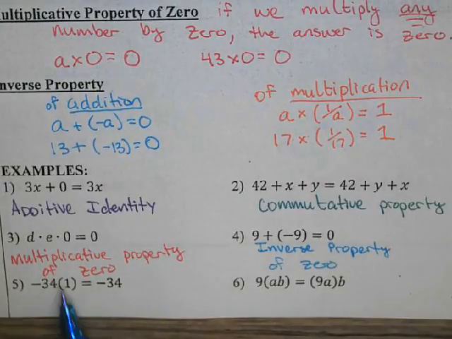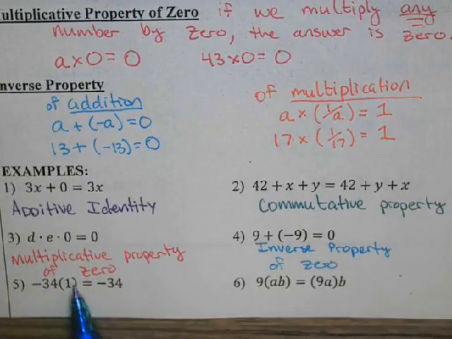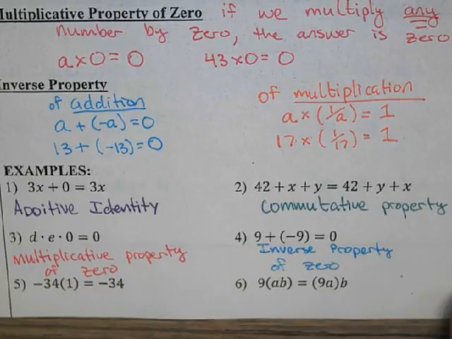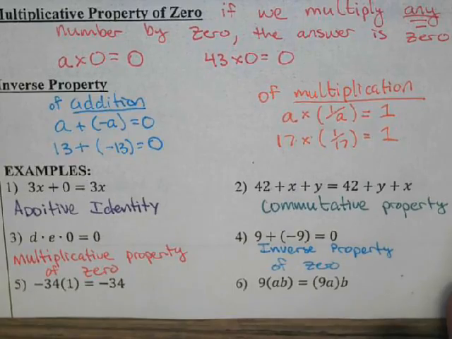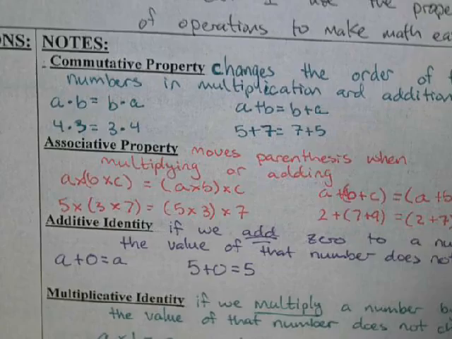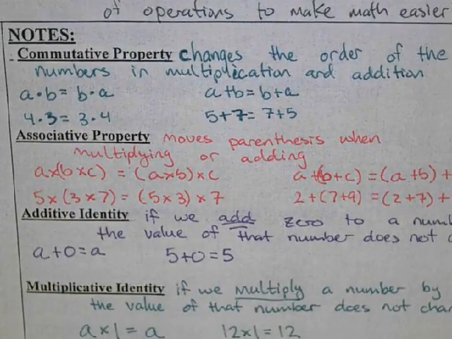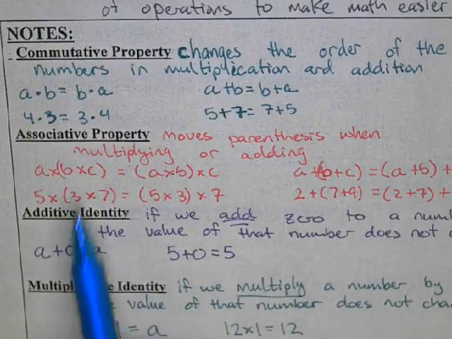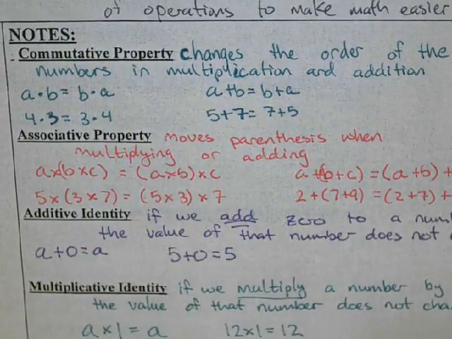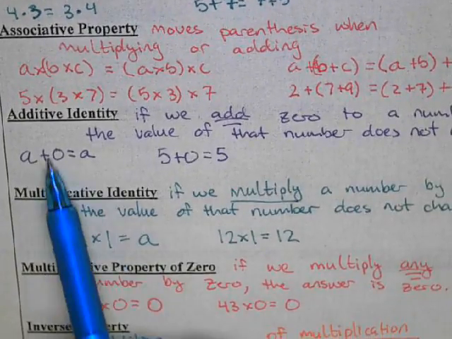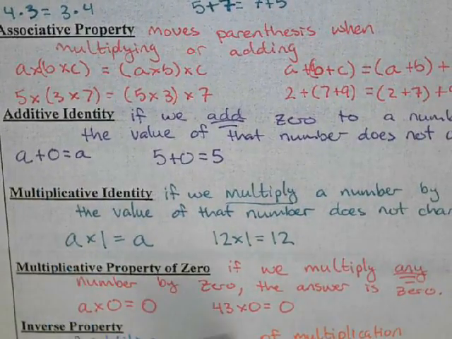Our next one, we're going to take negative 34 times 1 equals negative 34. So we've multiplied a number by 1, and the value has not changed. That value stayed the same. So let's see. Commutative property, we just changed the order, so it's not that. We're trying to multiply by 1 and get the same value. Associative property, we move parentheses, not multiplying by 1. Additive identity, we're adding 0, still not multiplying by 1.